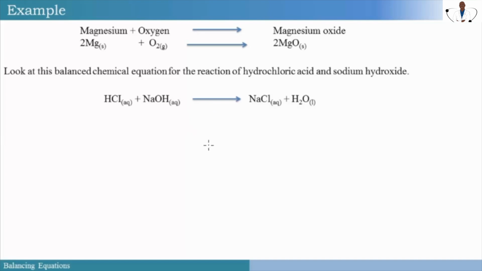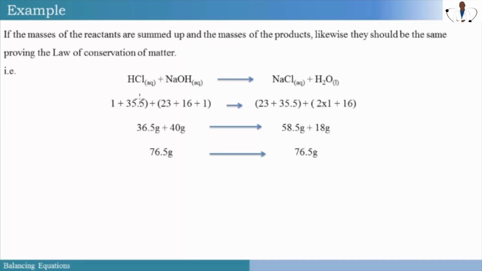Now that we have balanced this equation, let us see if the law of conservation of matter holds true. Let's check. We know already how to find the mass numbers from the periodic table. So the mass number of H is 1 and the mass number of chlorine is 35.5. So we will add those values. Sodium is 23, oxygen 16, hydrogen 1. So on this side, for HCl, we have 36.5. For sodium hydroxide, we have 40.